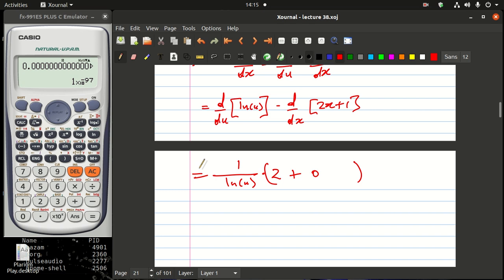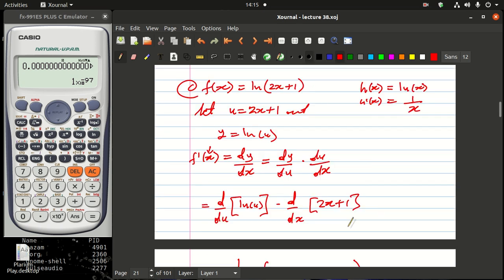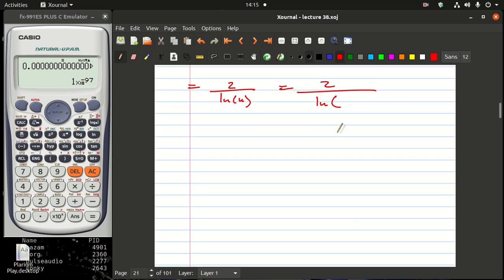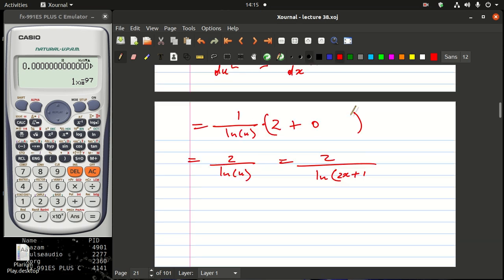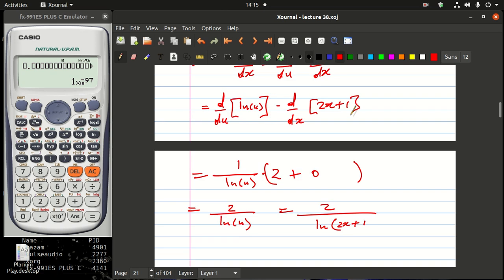And now you are left with just 1 times this whole thing is just going to be 2 divided by ln of u. And our ln of u, we know that is going to be ln, and the u that we had, it was 2x plus 1. So we have 2x plus... what did I do here? No, there's a mistake that I did here.